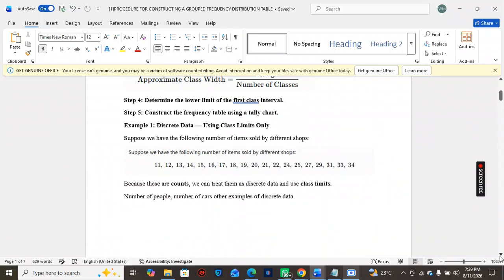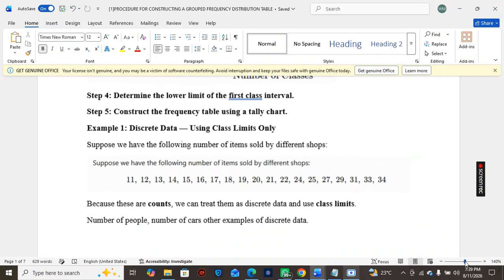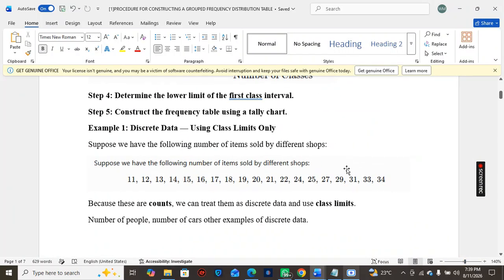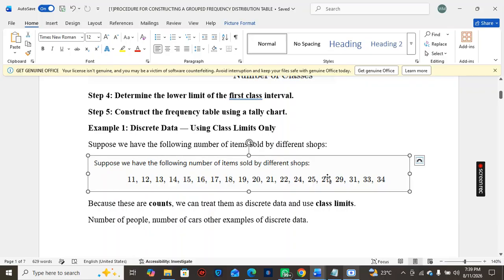Let's say, for example, we have this data here. Suppose we have the following number of items sold by different shops. These items can be goods, maybe let's say pens. These are the number of items, so we can see this is discrete data. There are no decimal points here. We need to make a frequency distribution table with these data points.